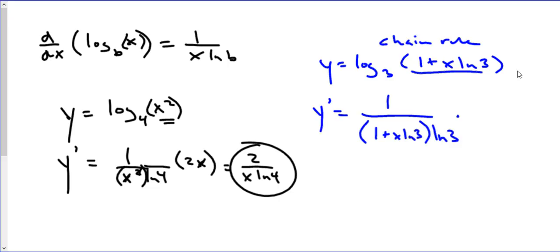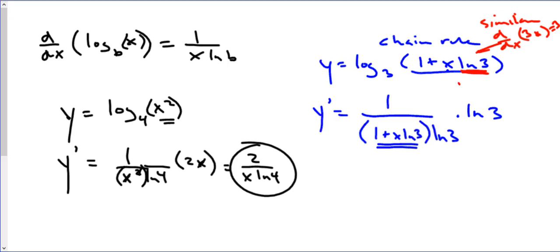Finish the chain rule by taking the derivative of the inside. The derivative of 1 is 0. Now the derivative of x times natural log of 3: natural log of 3 is a number, a constant. So we're taking the derivative of x natural log of 3, which gives us natural log of 3. This is similar to taking the derivative of 3x, and that's where a lot of students mess up. The answer is 3. A lot of students see the natural log of 3 and they want to write 1 over 3. That's not correct.